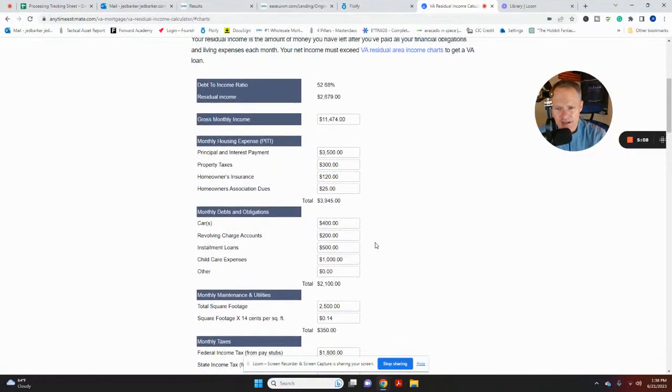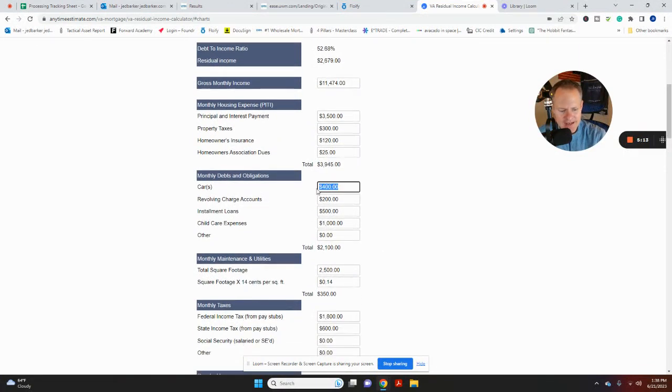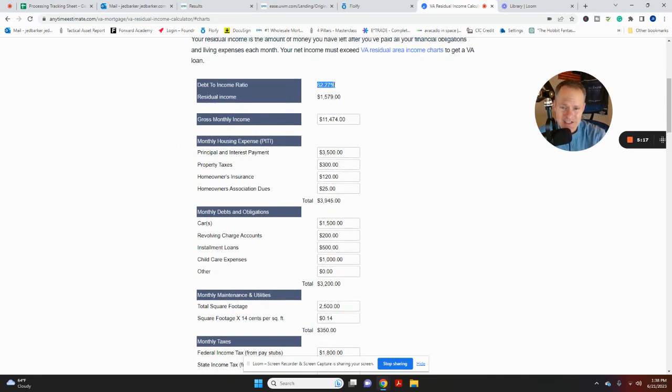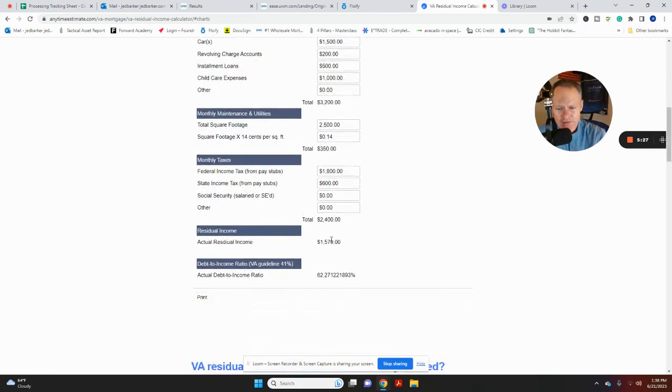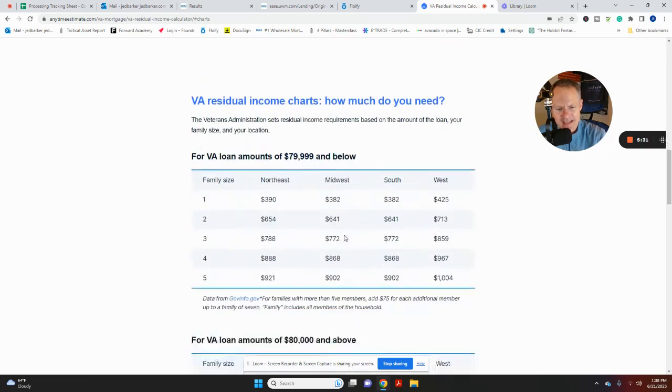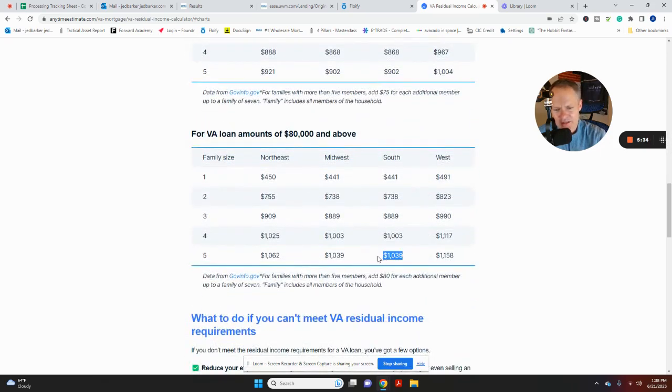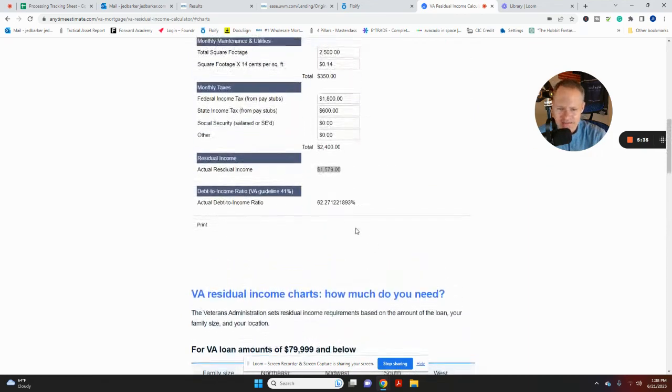Check this out. Let's go ahead and add some debt. Let's say we have actually $1,500 in auto loan payments. Now my debt to income is 62%. No way you'd be qualifying for any other home loan except the VA loan with a 62.27% debt to income ratio. But let's go check out the residual. Now the residual says I have $1,500 left over of residual income. As we can see, I only needed $1,039. So more than likely, all else being considered with credit, cash, everything else like that, this person may still qualify for the VA home loan.